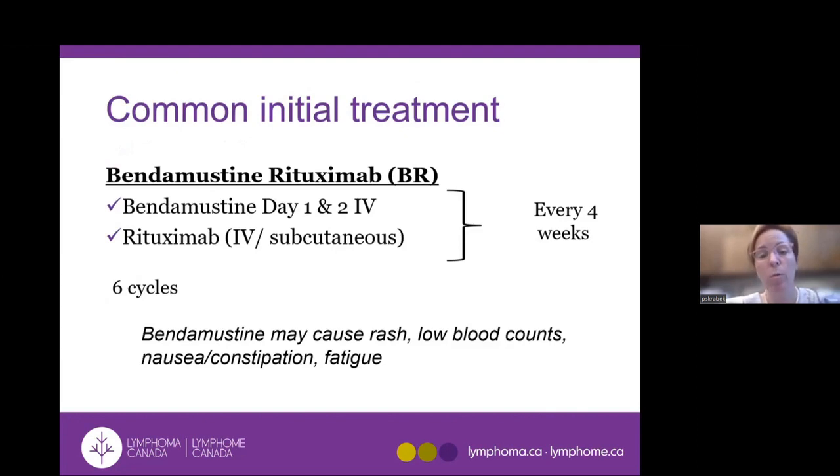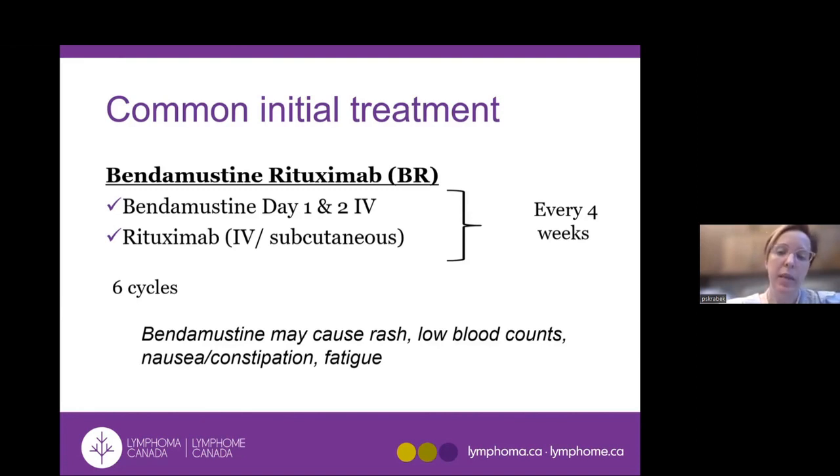So I'm going to talk a little bit about the most common combination for initial treatment, and that is bendamustine and rituximab. And so when I speak with colleagues, whether it be across the province or from other provinces, this is by far the most common initial therapy. And the reason for that is it's very effective and it's also very tolerable. And so that combination is what leads us to use this. It is given intravenously, the bendamustine, 2 days in a row every 4 weeks, combined with rituximab on day 1.